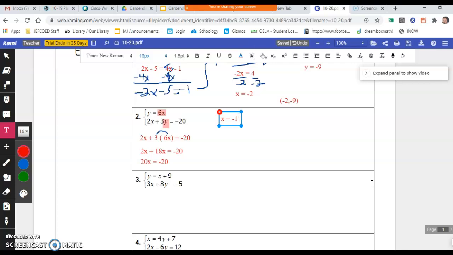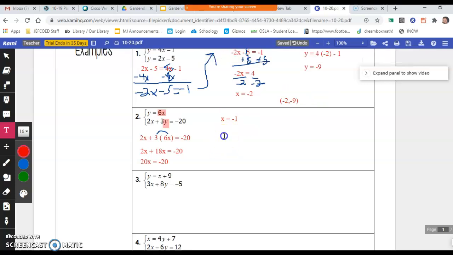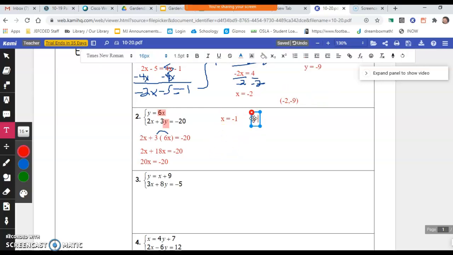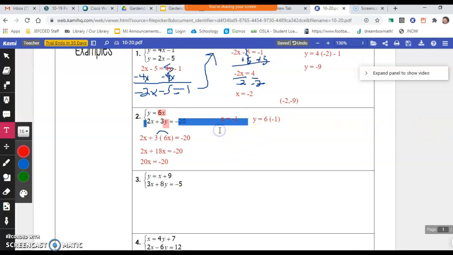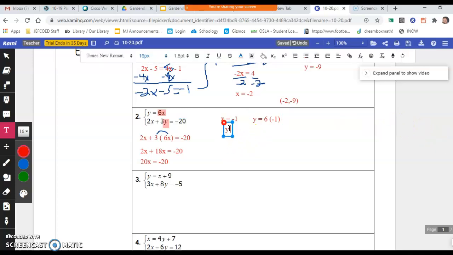Do you guys want to substitute this negative 1 into the first equation or the second equation? First, definitely. Okay, that's what I'm saying. Make it easy on you. So take that negative 1, substitute it in. So you have y equals 6 times that negative 1. Close parentheses. So y is going to equal negative what? 6. All right, list your ordered pairs or your coordinates.